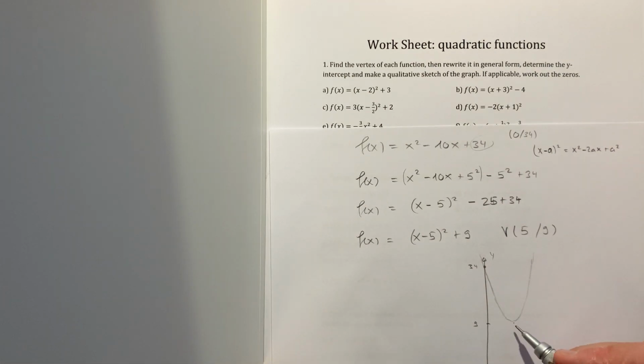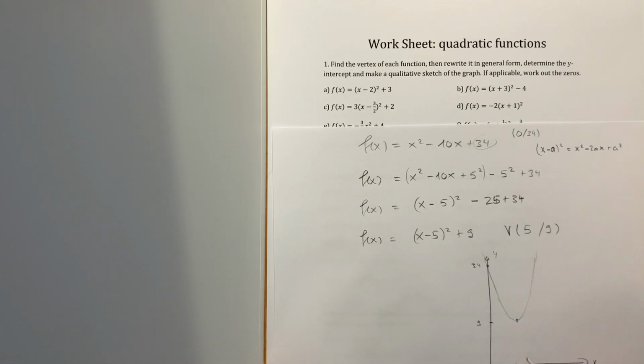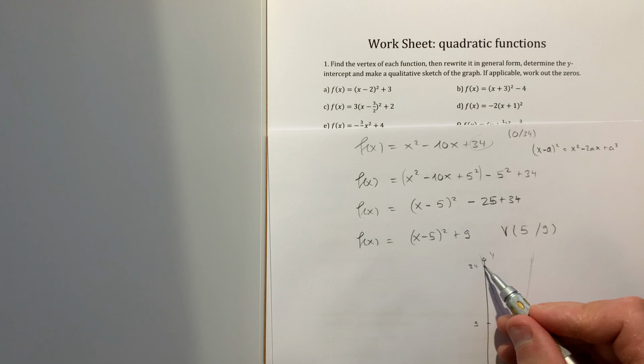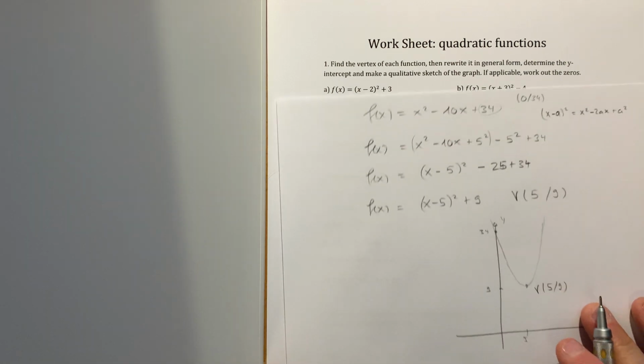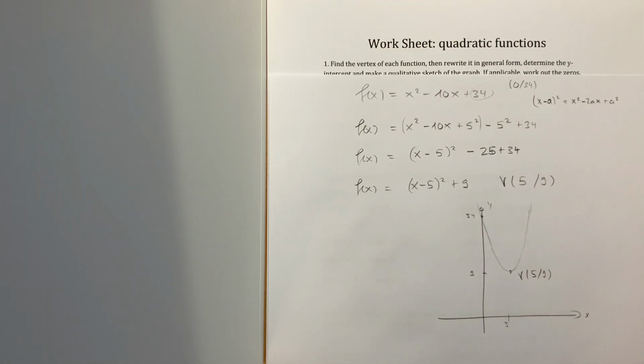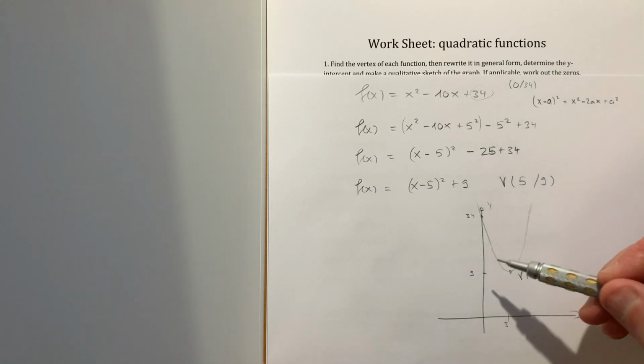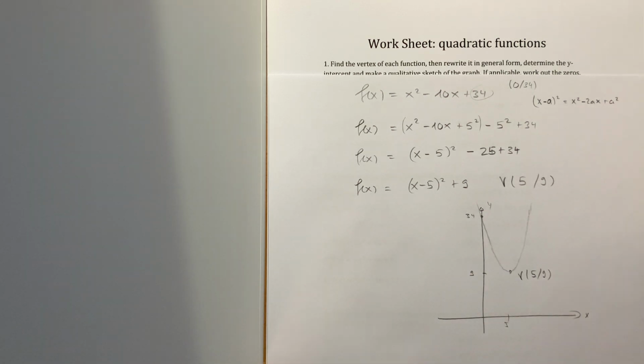But this is just one first drawing, a qualitative sketch of your function. It's enough for that. We know it has a vertex at 5, 9, and it goes through 34. If you wanted to draw a better drawing, well, then you could always do it to scale. This is not to scale, but it gives you a good idea of your function.